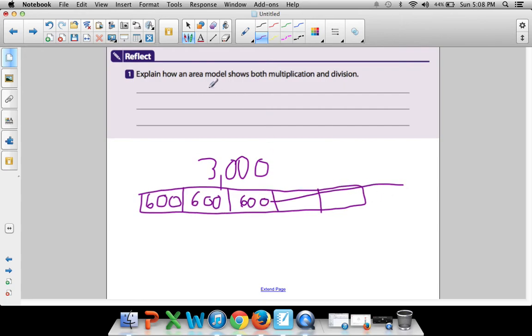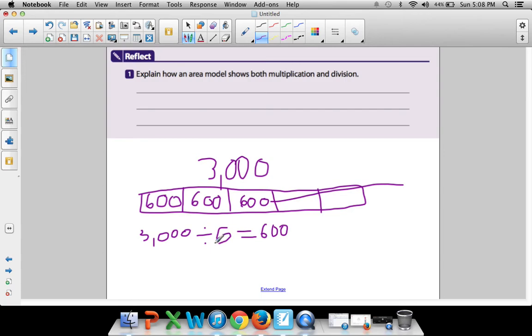So it shows multiplication and division like this. Watch. Division goes like this. 3,000 divided by how many pieces there are, which is 5, equals the value of the pieces, which is 600.